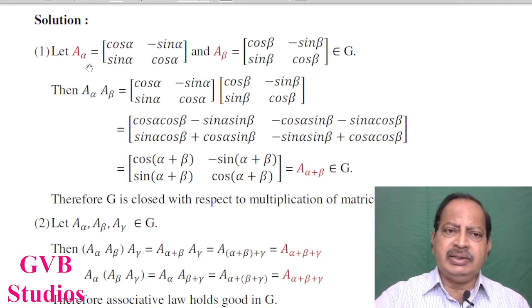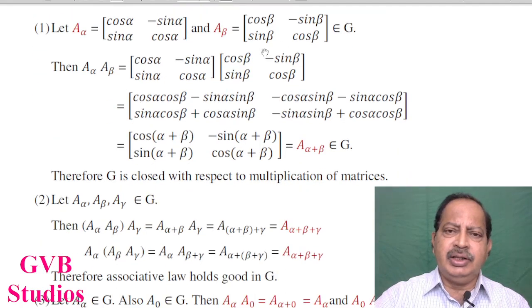I am taking a matrix containing alpha in all four places, cos alpha, minus sin alpha, sin alpha, cos alpha, and I will denote this by the symbol A alpha. And here I am taking cos beta, minus sin beta, sin beta, cos beta, and I will denote this by A beta. These two are elements of the set G. A alpha is an element of G and A beta is an element of G. These are any two elements in the set G.